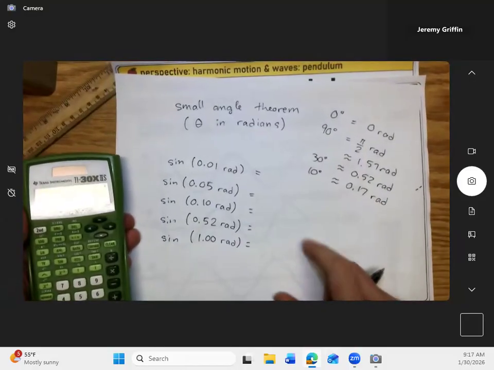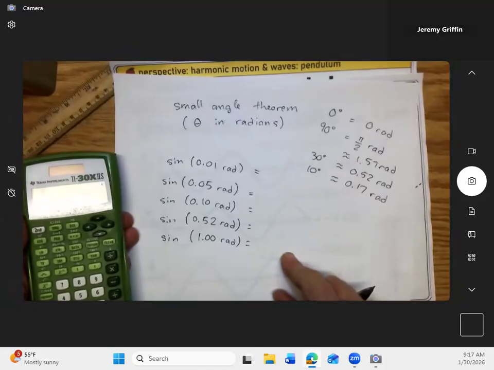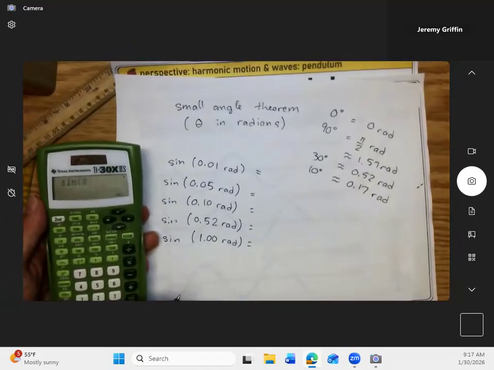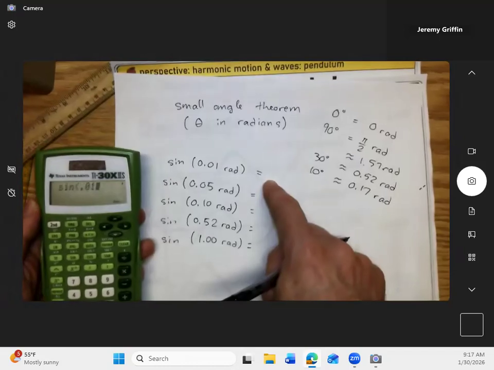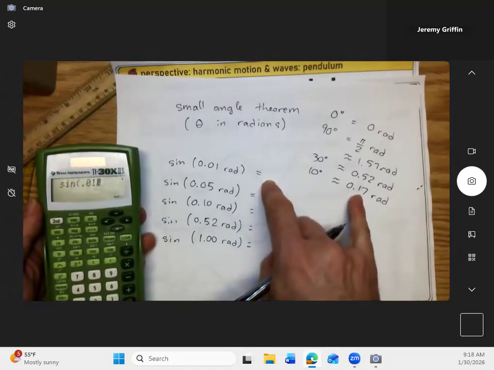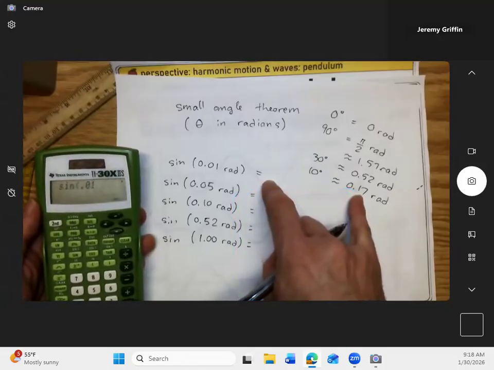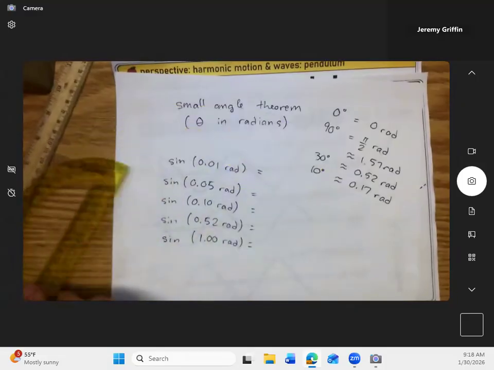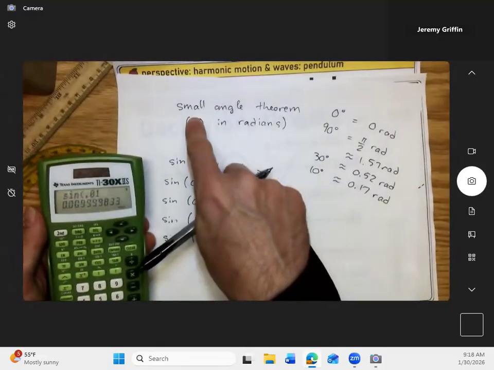Okay, you guys ready to make some calculations with me? Something really cool comes out of this. Sine of 0.01. So that's a very small angle. Isn't that maybe close to a degree? Right, close to a degree on the protractor, just very, very tiny. This is called the small angle theorem.